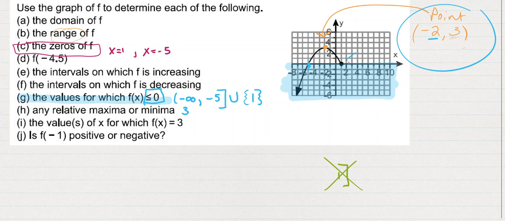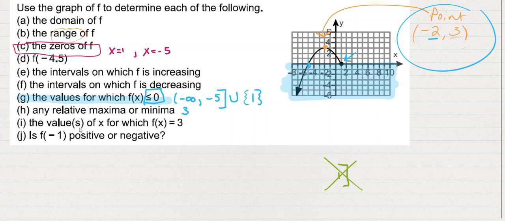Sometimes a student will mistake this y equals 0 for a low point, but because there's nothing below it, no points below it, we don't call that minima. So we only have a relative maxima, and that maxima value is, maximum value is 3.